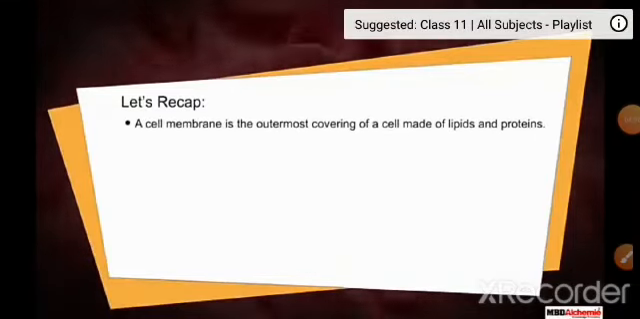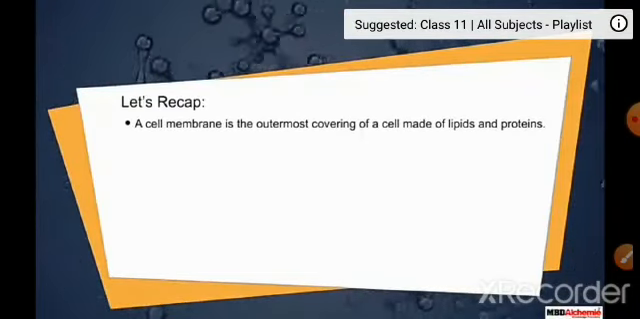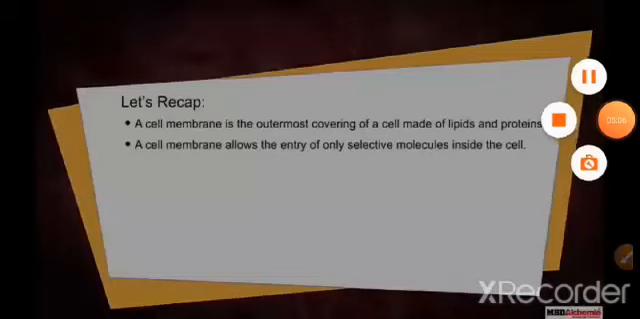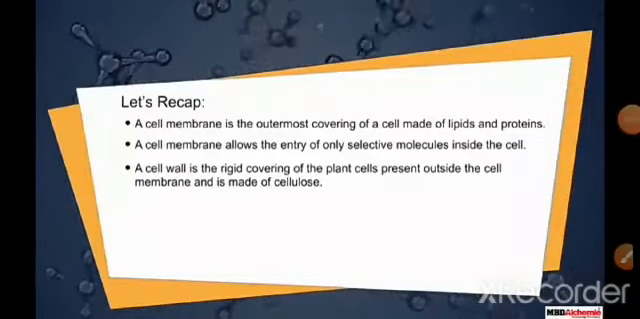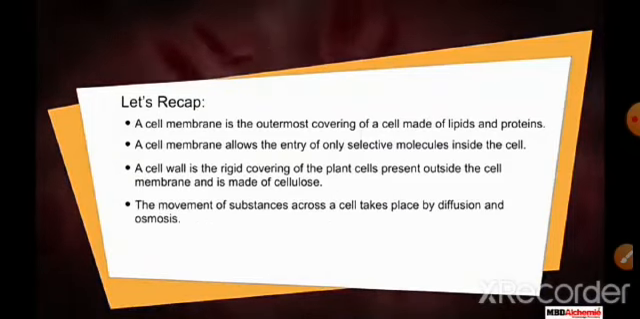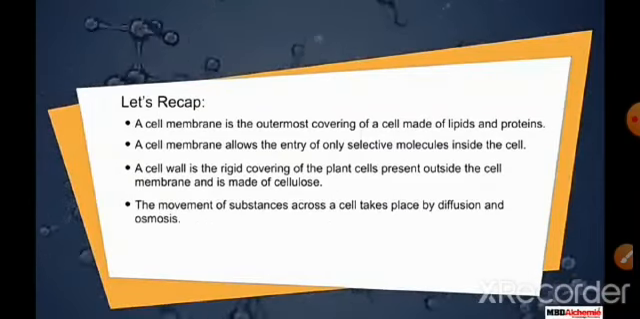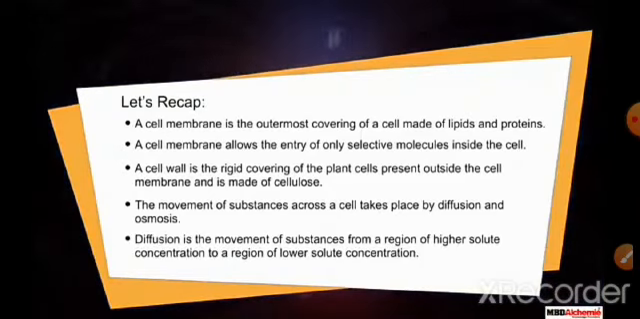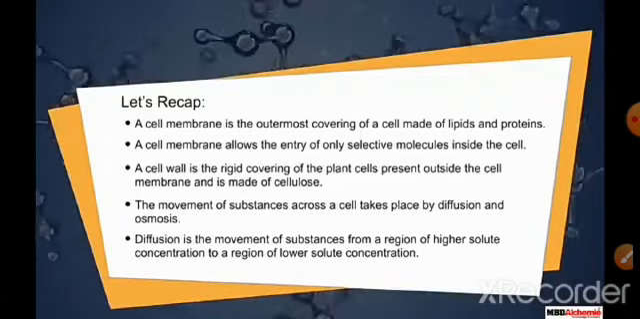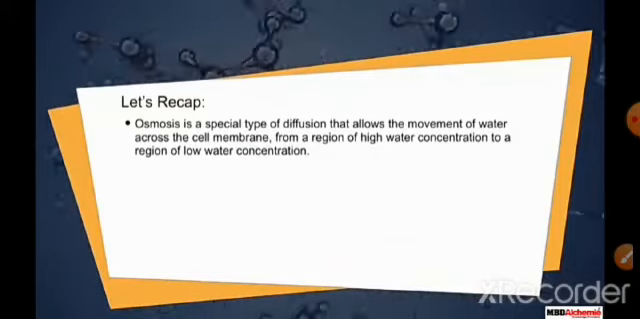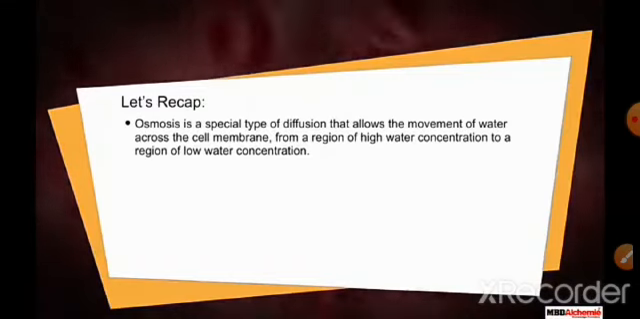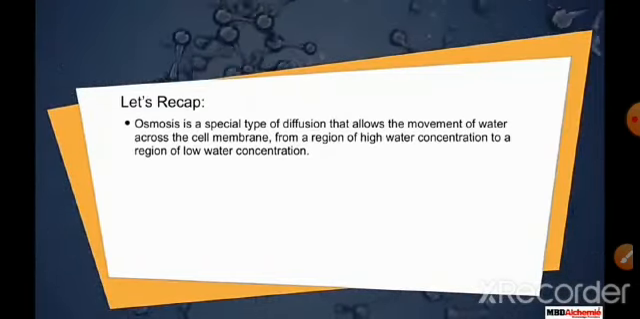Let's recap. A cell membrane is the outermost covering of a cell made of lipids and proteins. A cell membrane allows the entry of only selective molecules inside the cell. A cell wall is the rigid covering of the plant cells present outside the cell membrane and is made of cellulose. The movement of substances across a cell takes place by diffusion and osmosis. Diffusion is the movement of substances from a region of high solute concentration to a region of lower solute concentration. Osmosis is a special type of diffusion that allows the movement of water across the cell membrane from a region of high water concentration to a region of low water concentration.